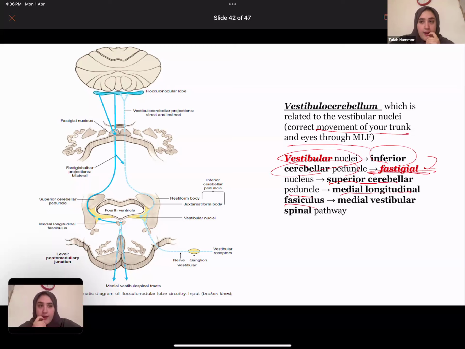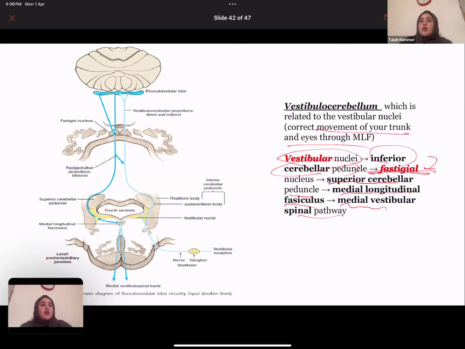And then from the medial longitudinal fasciculus, it's going to go to the medial vestibulospinal pathway. I'm pretty sure you guys didn't take the MLF in detail, but maybe you did. You take it more, I think, in HNS. It has to do with our eyes. So we know the vestibulocerebellum has to do with balance and eyes. It goes to the MLF because it has to do with the eyes, and then it goes through the vestibulospinal pathway.